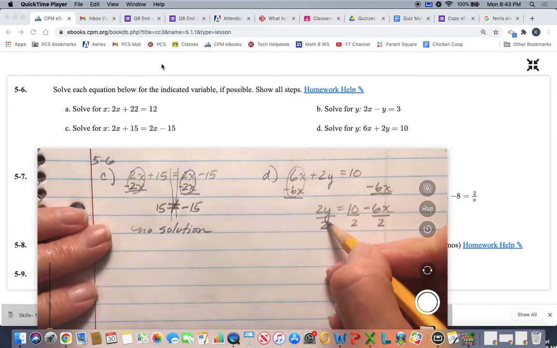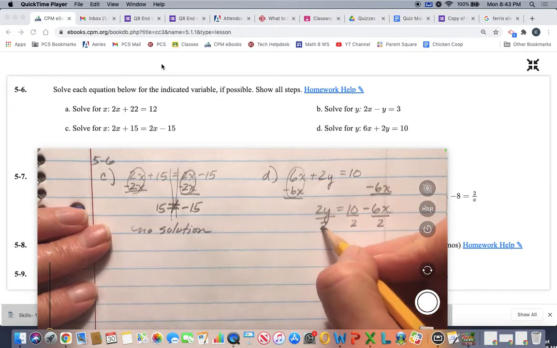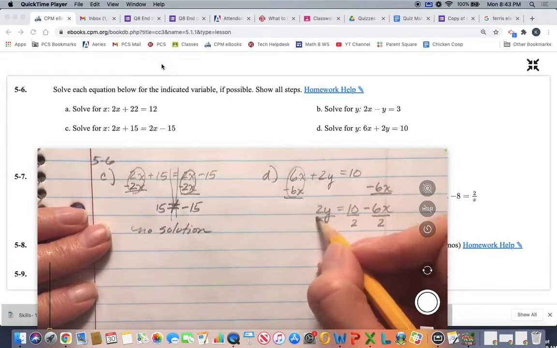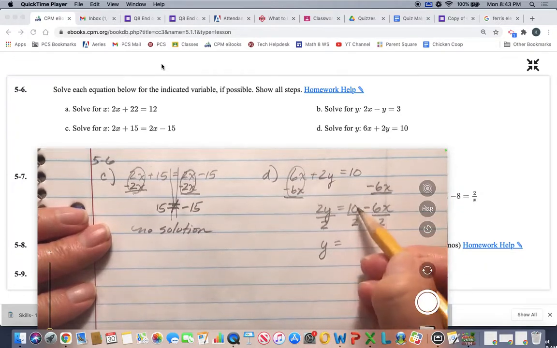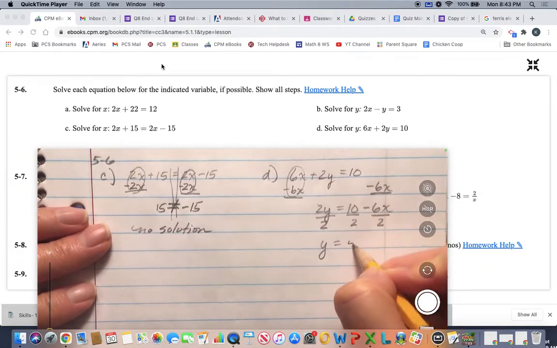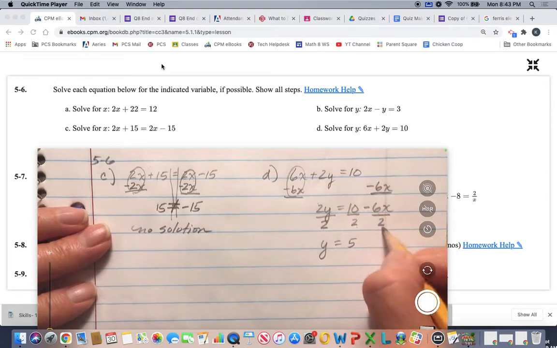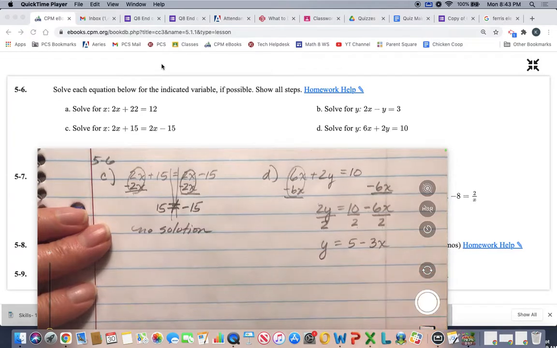All right, so 2 divided by 2 is actually equal to 1. 1 times y is simply y. And then 10 divided by 2 is 5. Negative 6 divided by 2 is negative 3. And we leave the x.